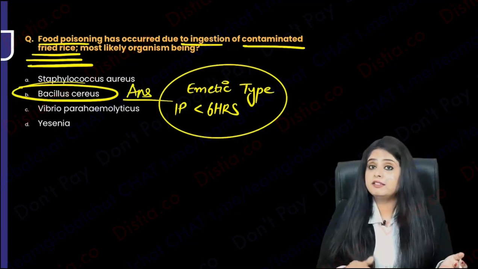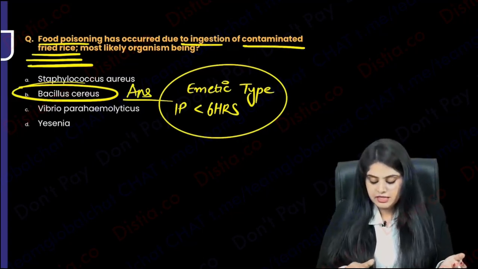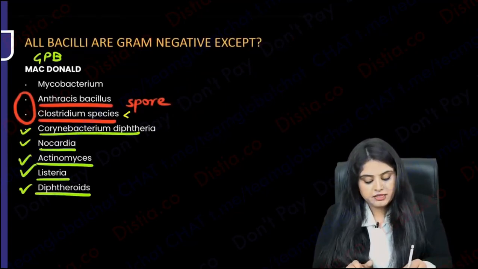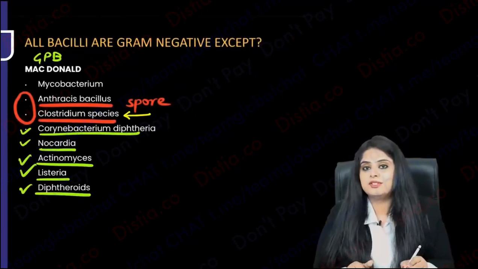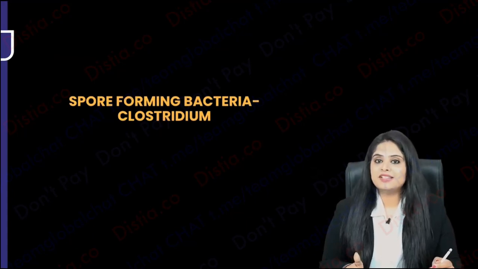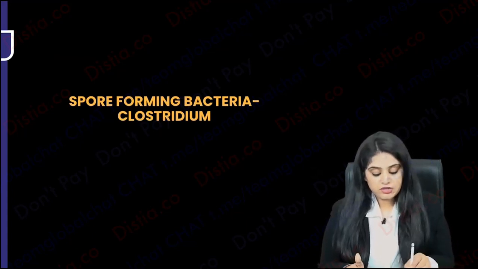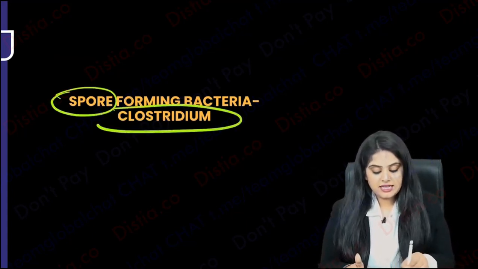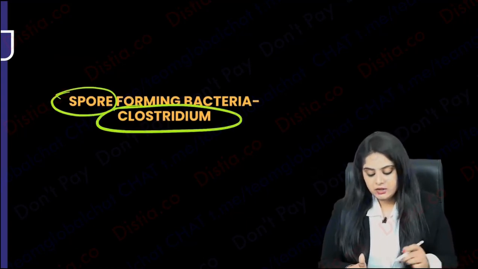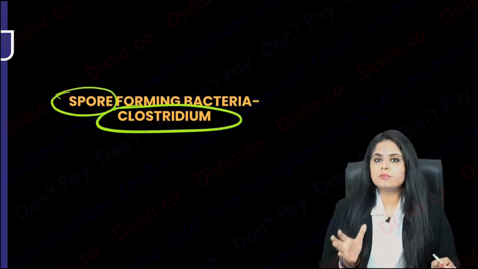This means our one set of spore-forming organisms are done, and we are now going to move on to the second list, and that is the Clostridium species. Having discussed the bacilli, let's now talk about the other spore-forming bacteria, and that is Clostridium. Under Clostridium, we are going to have Clostridium perfringens, tetani, botulinum, lots of those.